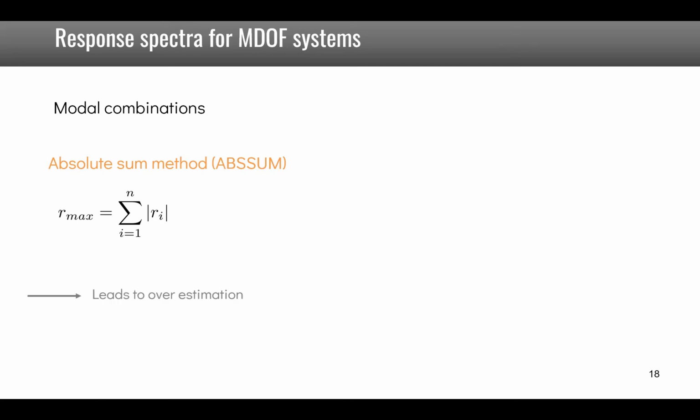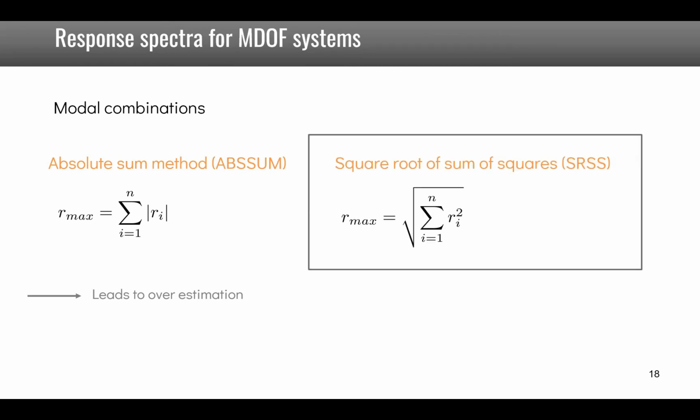This usually leads to an overestimation, so the most established method to do that is the square root of sum of squares, also called the SRSS method, where R max is given by the square root of the sum of Ri squared.